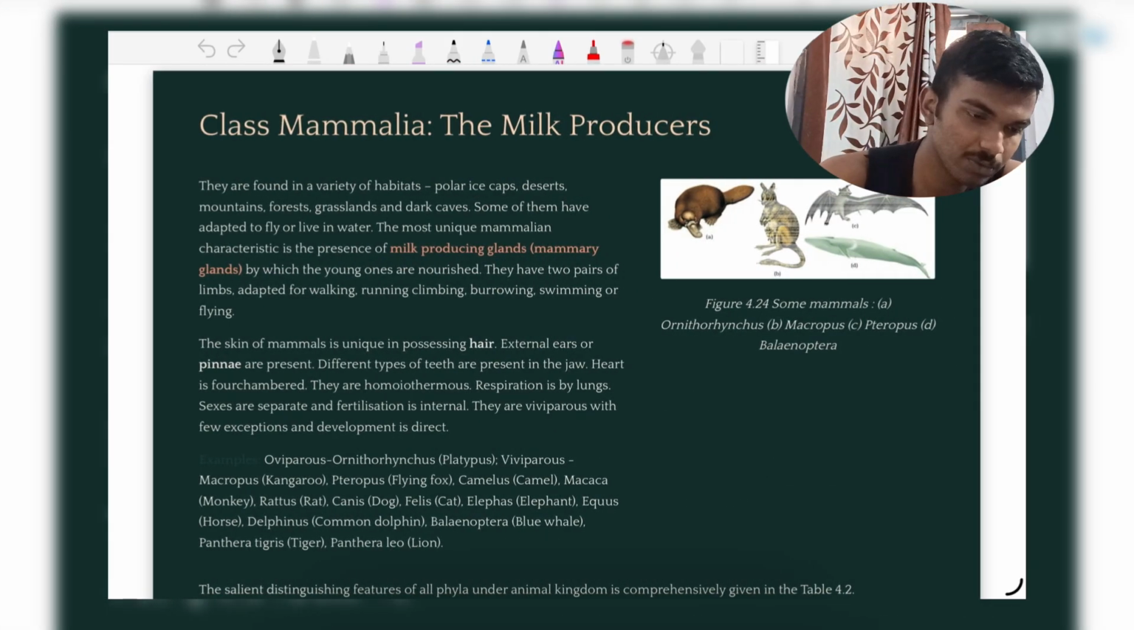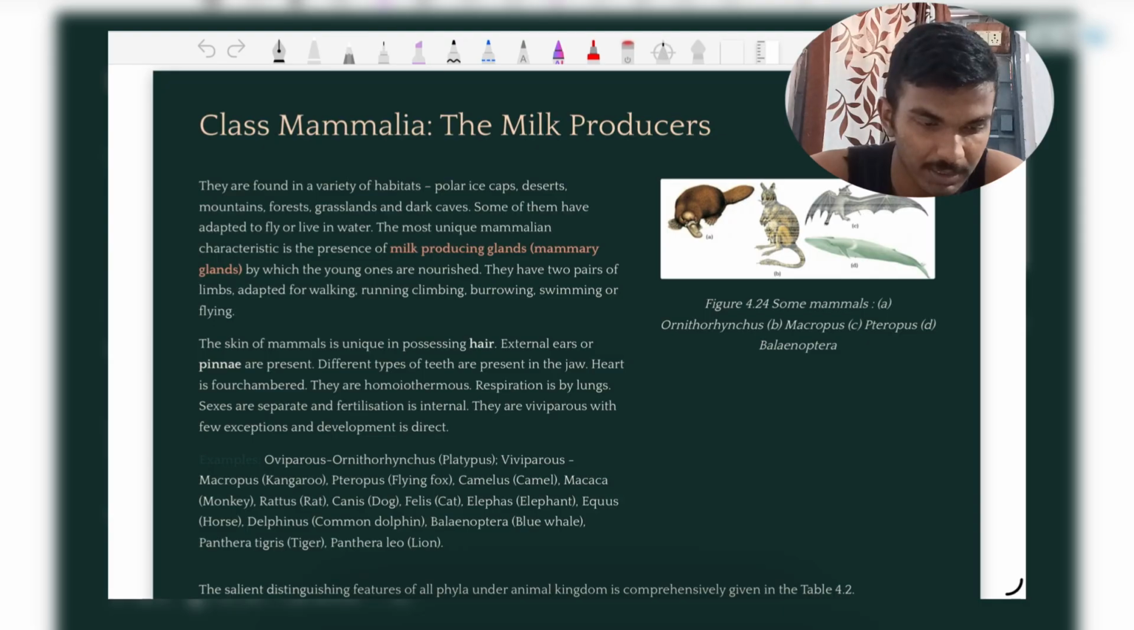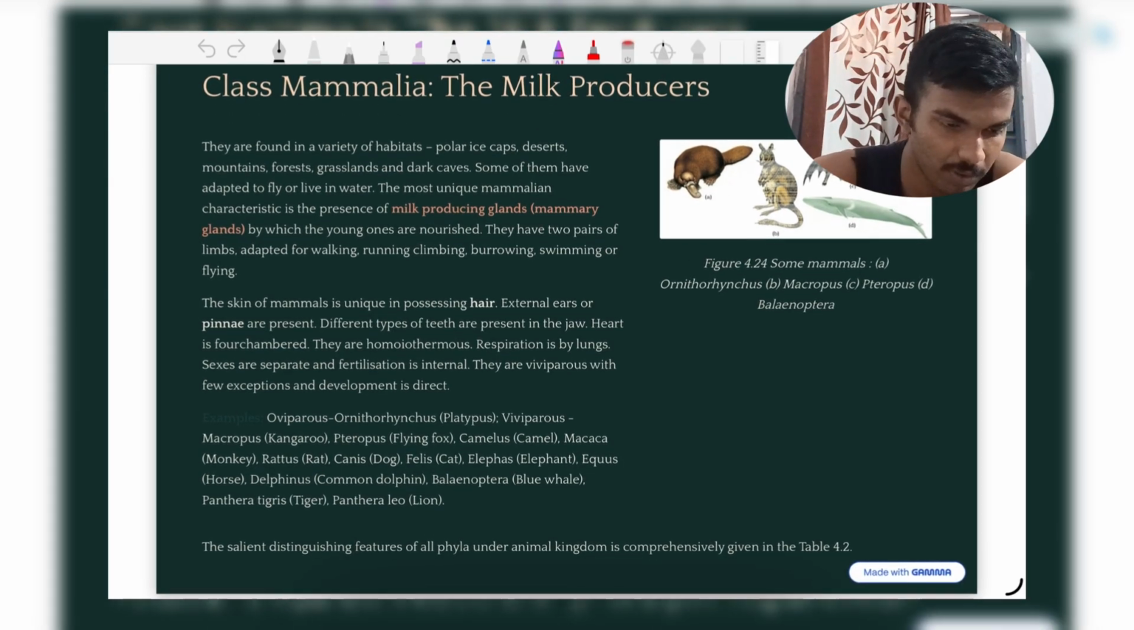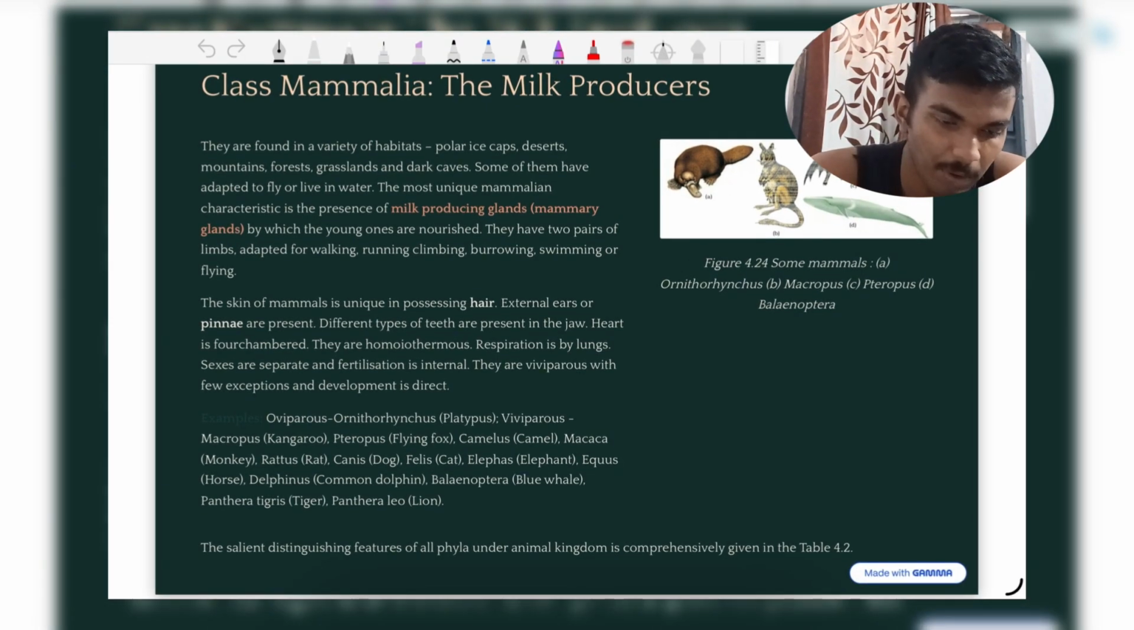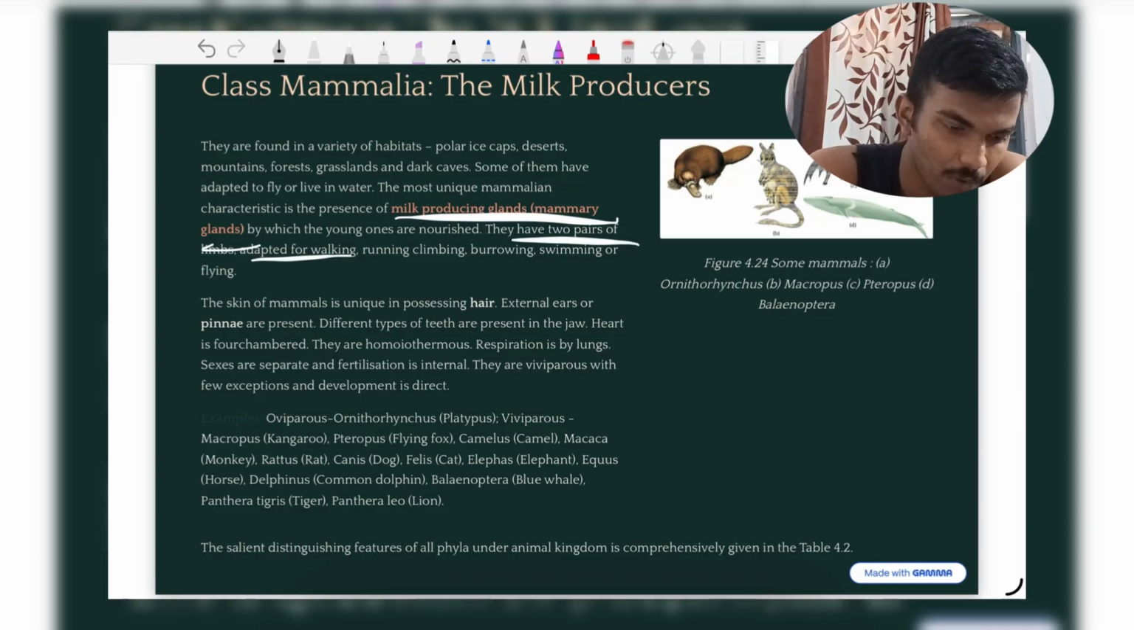Class Mammalia, the milk producers. They are found in a variety of habitats: polar ice caps, deserts, mountains, forests, grasslands, and dark caves. Some of them have adapted to fly or live in water. The most unique mammalian characteristic is the presence of milk-producing glands, the mammary glands, by which the young ones are nourished. They have two pairs of limbs adapted for walking, running, climbing, burrowing, and swimming. The skin of mammals possesses hair, a unique feature, and an external ear or pinna is present.